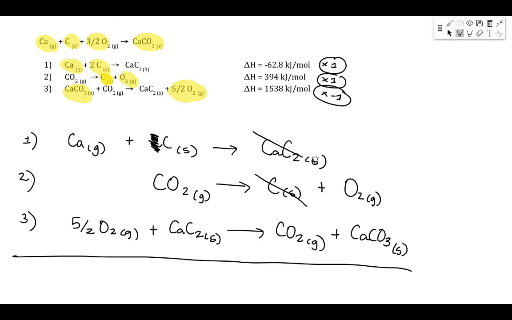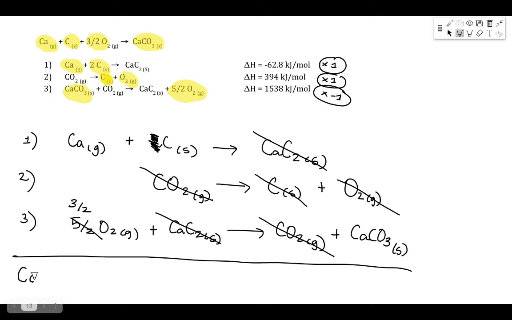CaC2, I've got one CaC2 over here and another over here. I've got one CO2 gas over here. I've got another CO2 gas here. Now, when it comes to the oxygens, if you take a look, I've got 5/2 oxygens here and 1 oxygen here. So 5/2, if you're looking at it for decimals, that might be easier, is 2.5. If I've got 2.5 here and 1 here, if I cancel this out, this is going to give me 1.5, which is 3/2. Okay, and I think that's as much as I can cancel.